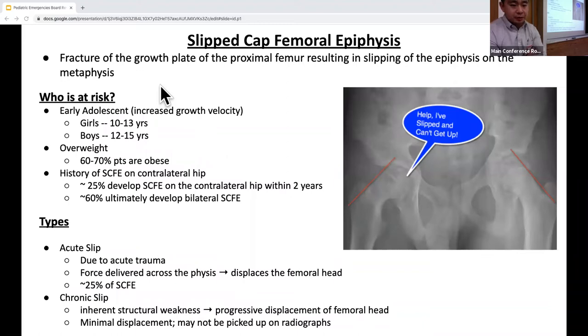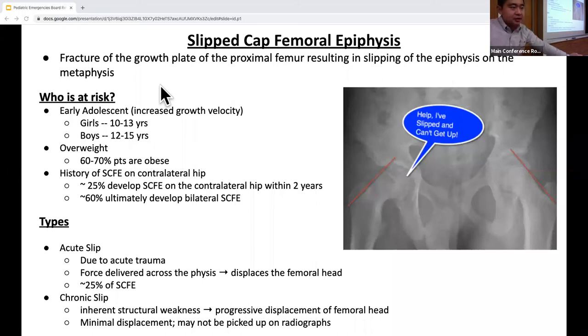So this is a fracture of the growth plate of the proximal femur. It's resulting in a slipping of the epiphysis and the metaphysis. So that's where the SCFE comes from. Usually early adolescent, usually you'll see it in an obese child. Usually unilateral, but it can also be bilateral.